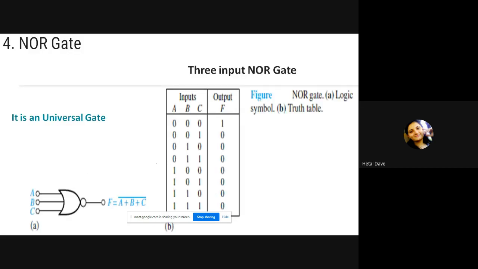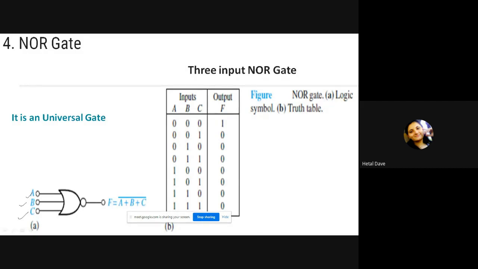Let's say 3 input now. So here the 3 input NOR gate symbol is given, where the 3 inputs are indicated by A, B, C. Output is indicated by F, and its symbol is an OR gate with a bubble. It will be indicated like A. Don't read it as plus. We will read it as A or B or C, whole bar. In this manner it will be read.